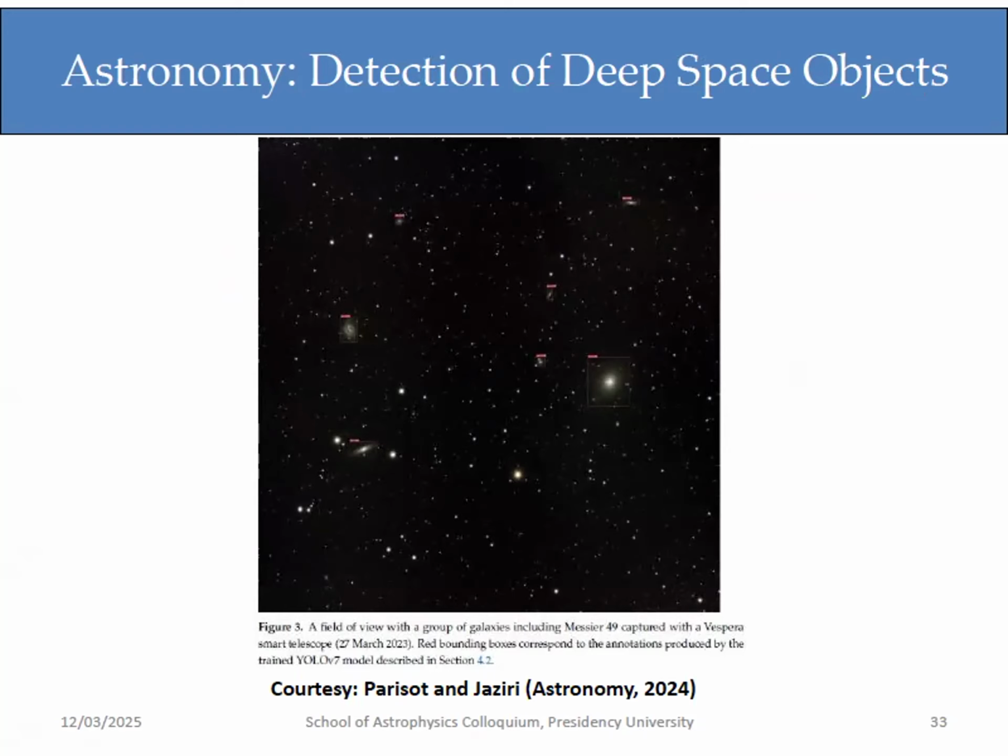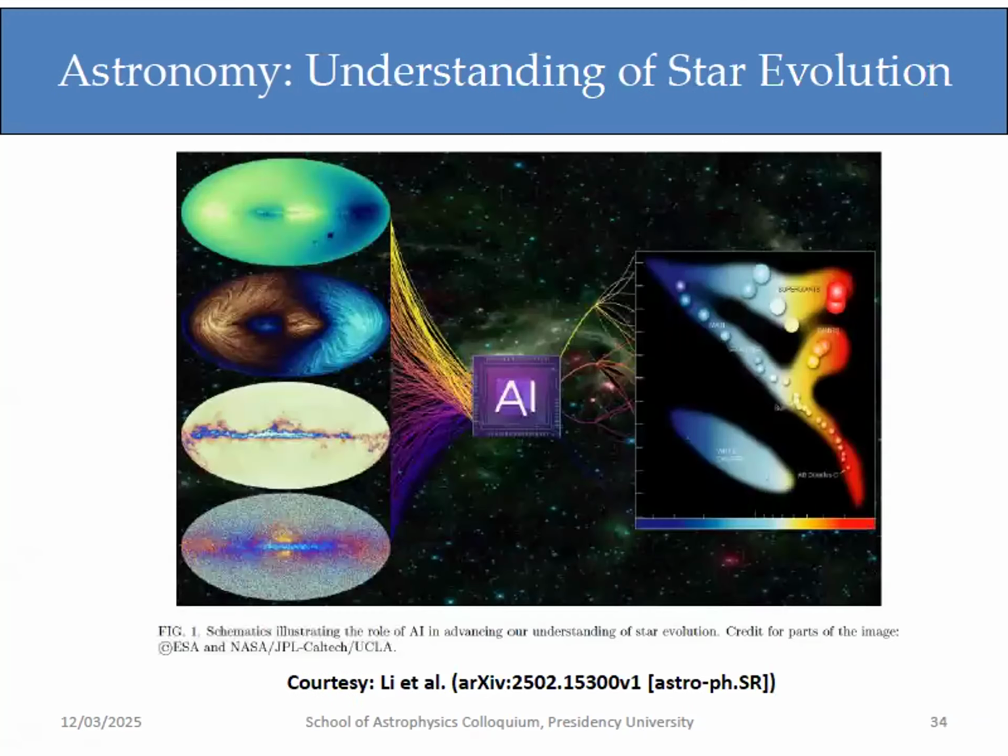This is a relatively recent paper in 2024. So this is a field of view with a group of galaxies. These are small boxes which contain different galaxies, so they're identifying different galaxies. And this is an arXiv paper in 2025, sorry, I think it should be 2025. And this is like an advance in time.